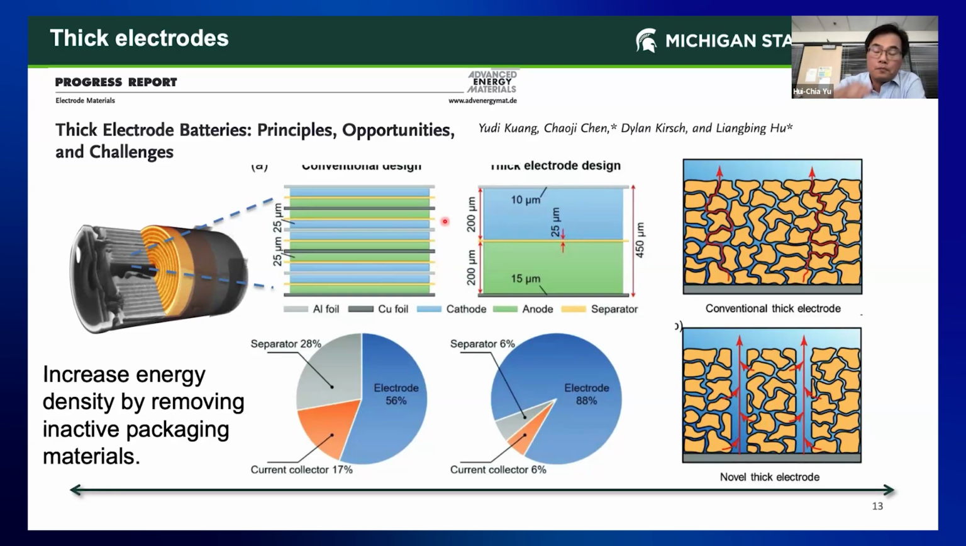For example, this is the plastic separator that prevents the two electrodes from getting in contact. And then you also have a metal current collector to collect the electric current. Now, if you build a very thick electrode, you can remove a lot of those inactive materials. Then you can increase your active material from 60% to almost 90% of your battery being built of active material.